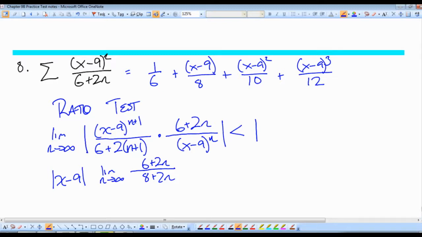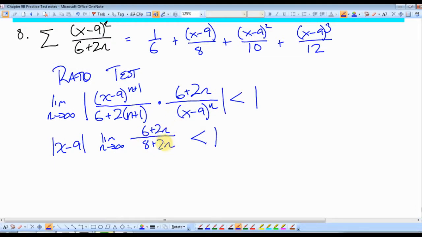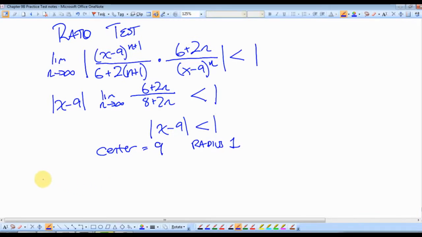Moving on. This has got to be less than 1. This limit here, take a look at the lead terms. Ooh, tricky. The lead term is the second term. Yeah, but they're both 2. 2n over 2n simplifies to 1. Good. So the absolute value of x minus 9 needs to be less than 1. Center, this is a traditional looking one. The center equals 9. The radius equals 1. So now we have to check our endpoints.